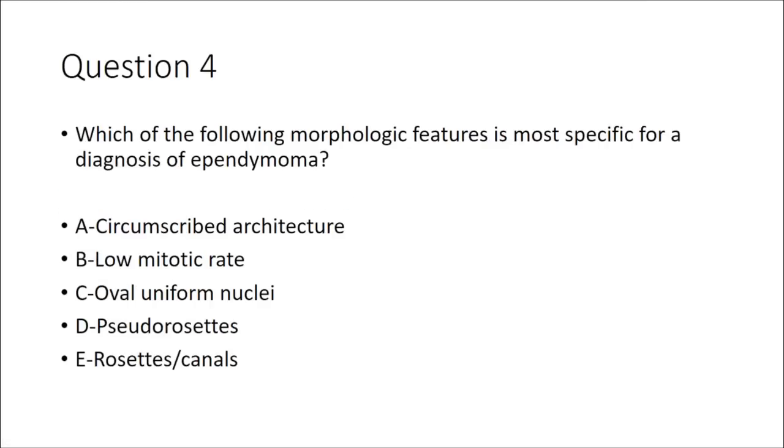The final question is question number 4. Which of the following morphologic features is most specific for a diagnosis of ependymoma? A, circumscribed architecture, B, low mitotic rate, C, oval uniform nuclei, D, pseudorosettes, E, rosettes slash canals.